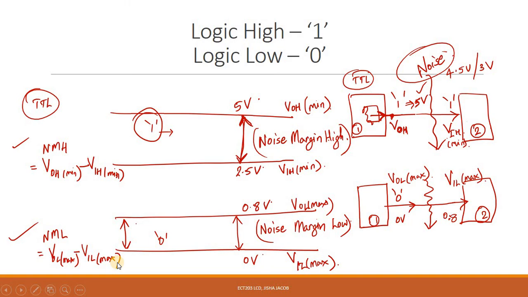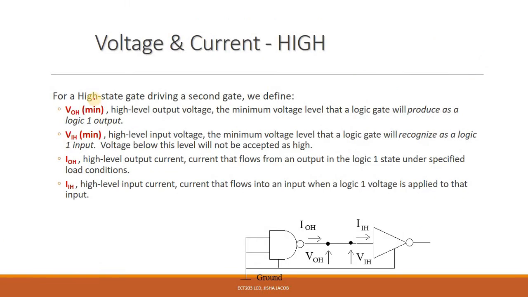Okay. So shall we see this in a little more detail? The first thing we talked about was voltage levels, VOH minimum and VIH minimum. VOH minimum is a high level output voltage, that is the minimum voltage level that a logic gate will produce as a logic 1 output. And VIH minimum is a high level input voltage, that is the minimum voltage level that a logic gate will recognize as a logic 1. And below this level, you will not accept it. Like we talked about 2.5 volt, any voltage less than 2.5 volt is not accepted as a logic 1.